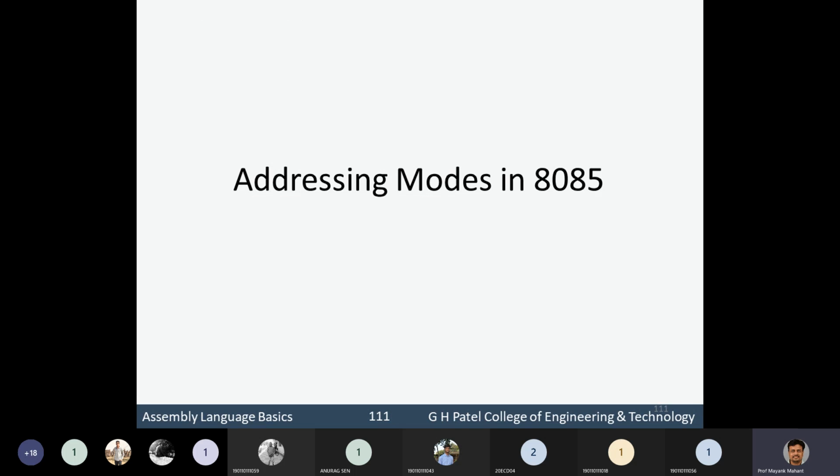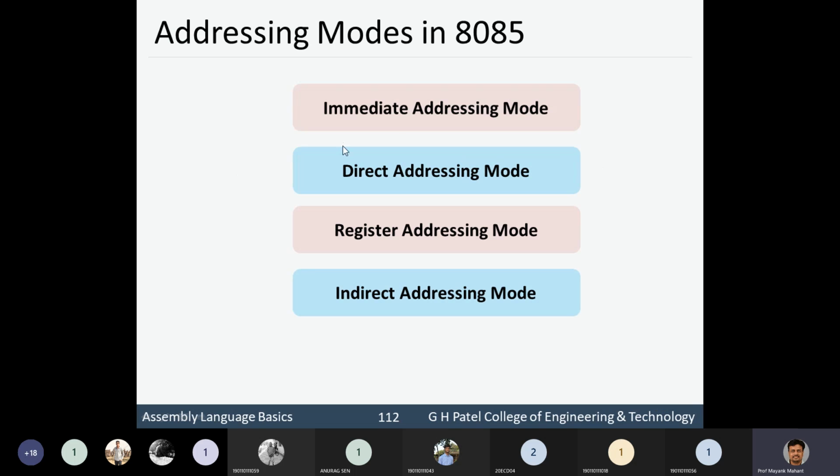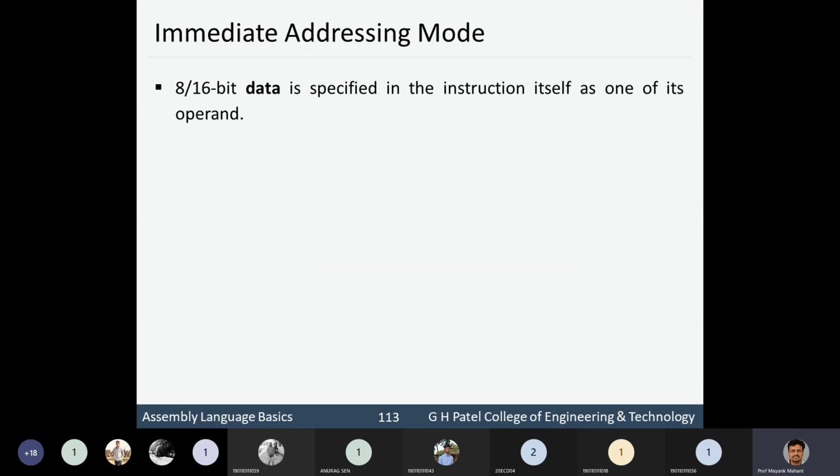Addressing modes. We will quickly discuss what the different addressing modes in our 8085 are. There are immediate addressing mode, direct addressing mode, register addressing mode, indirect addressing mode, and implicit addressing mode. So these are the five different addressing modes in our 8085 microprocessor. Let's see what the immediate addressing mode is.